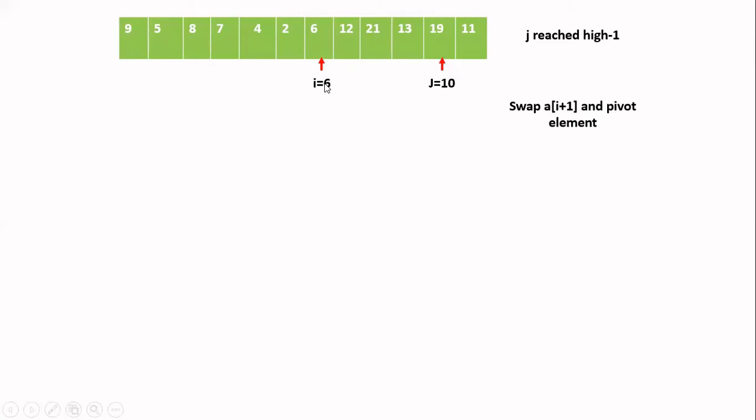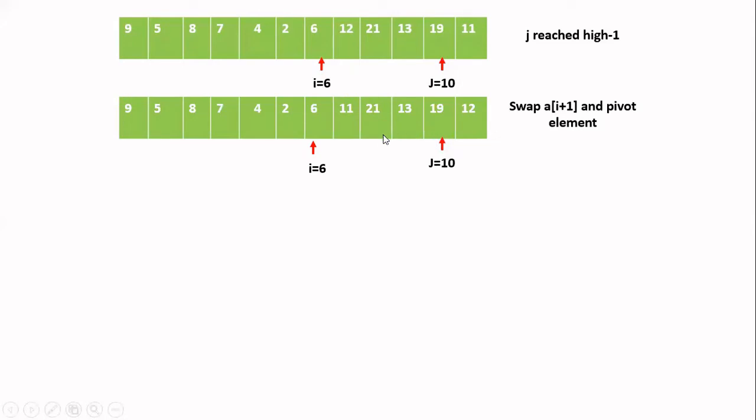Now we are going to move the pivot element to its correct position in the final array. That position is nothing but i plus 1. Now i is 6. Make the position of the pivot element 6 plus 1, that is 7. Then swap the element at position 7 with the pivot element. Now you can see I am swapping 11 and 12. After swapping, the position of i and j are the same. You are simply swapping the element at i plus 1 and the pivot element.